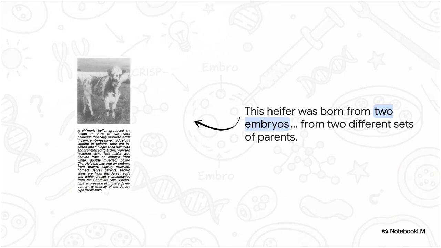So let's start with a puzzle. Take a good look at this animal. I mean, at first glance, yeah, it's a spotted cow. But what if I told you this heifer was born from two different embryos, from two completely different sets of parents? One set was brown, horned Jersey cows, and the other white, double-muscled Charolais.